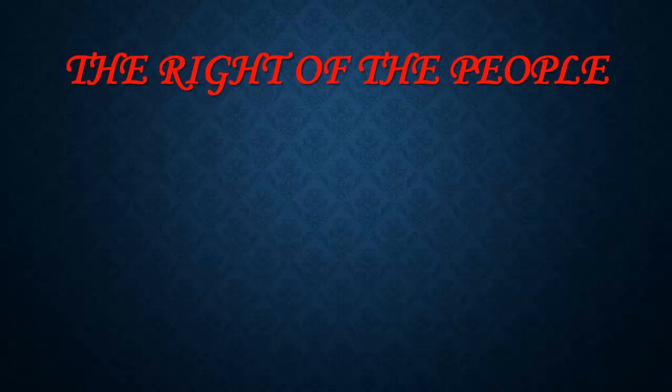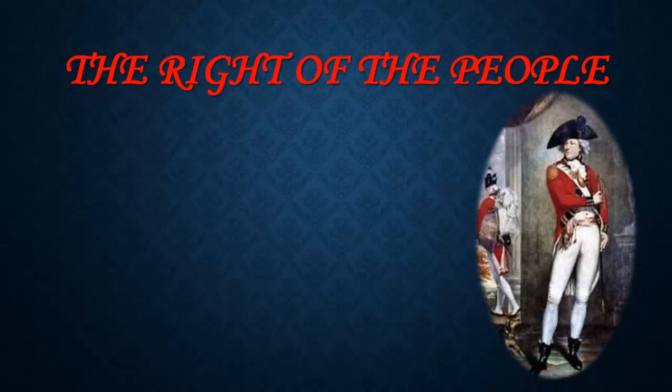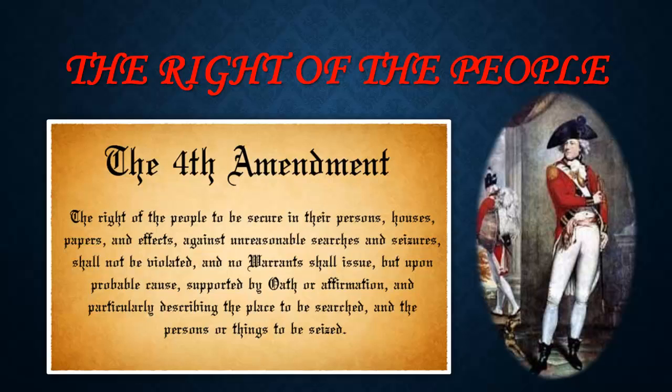The right of the people was established because of English rule in 1776, where many Americans were illegally searched by the king's soldiers, thus preventing any person or property from being seized by the government without evidence, warrant, and probable cause to do so.